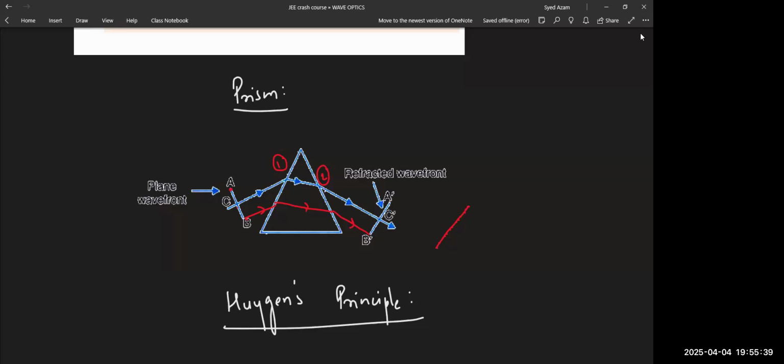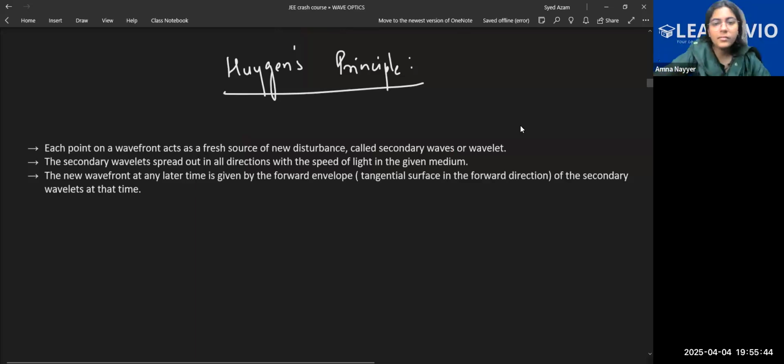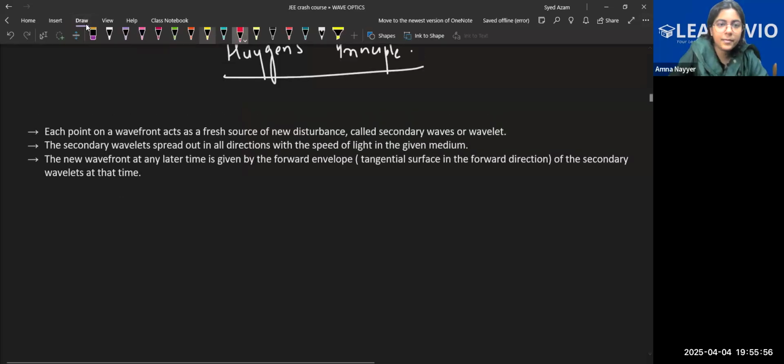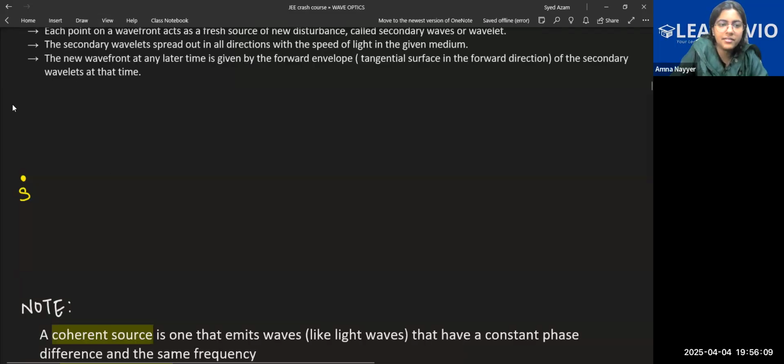Yes, ma'am. Okay. Coming to Huygens' principle. What does Huygens' principle say? Basically, every point on the wavefront acts as a fresh source of new disturbance. See, this means that let's say there is a source. This is the main source, and this has created some wavefronts. Let's say this has created a wavefront. Main source. I'm just showing you a portion of it.